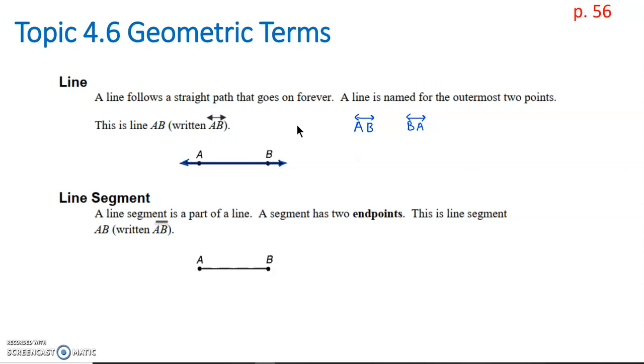A line segment is just a part of a line, and it has two endpoints. So this is point B and point A, and we draw the segment above AB. And this time, of course, there's no arrows because this has a definite beginning and end point. We can also call this segment BA, so that works as well.